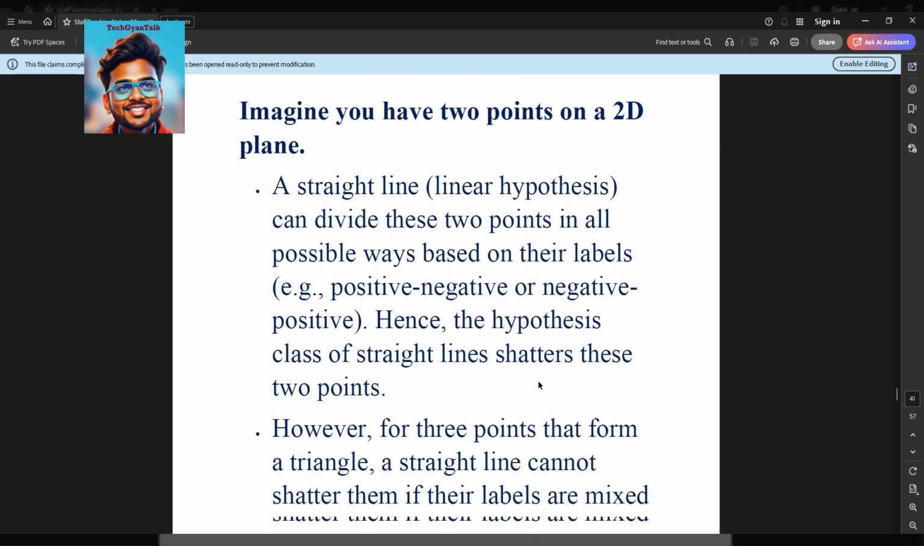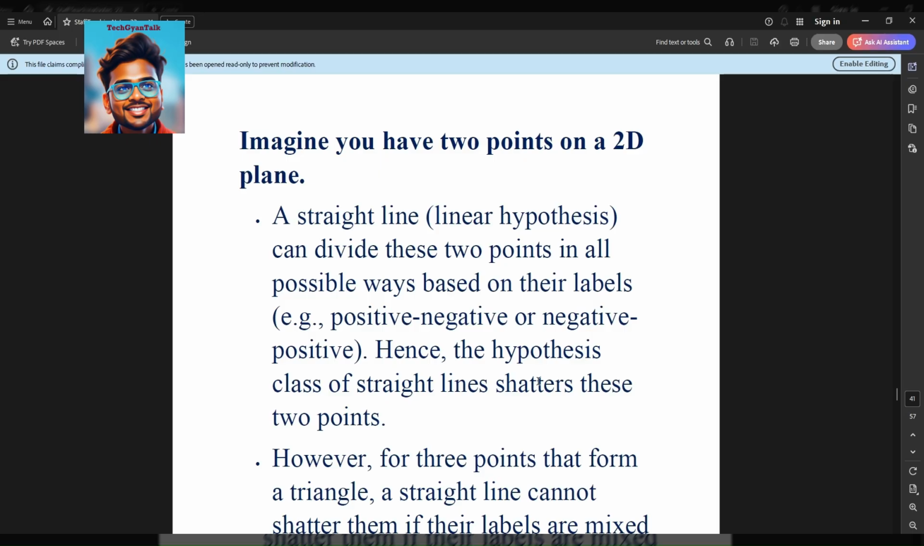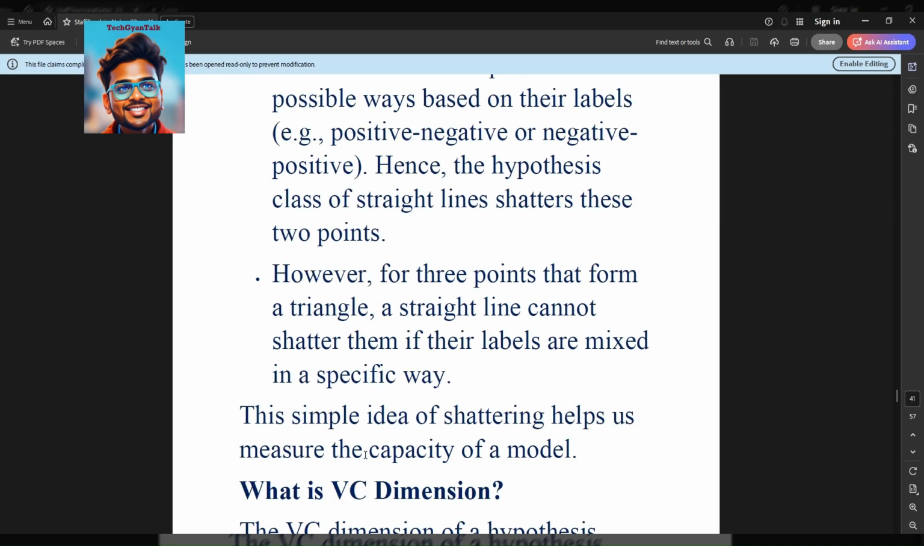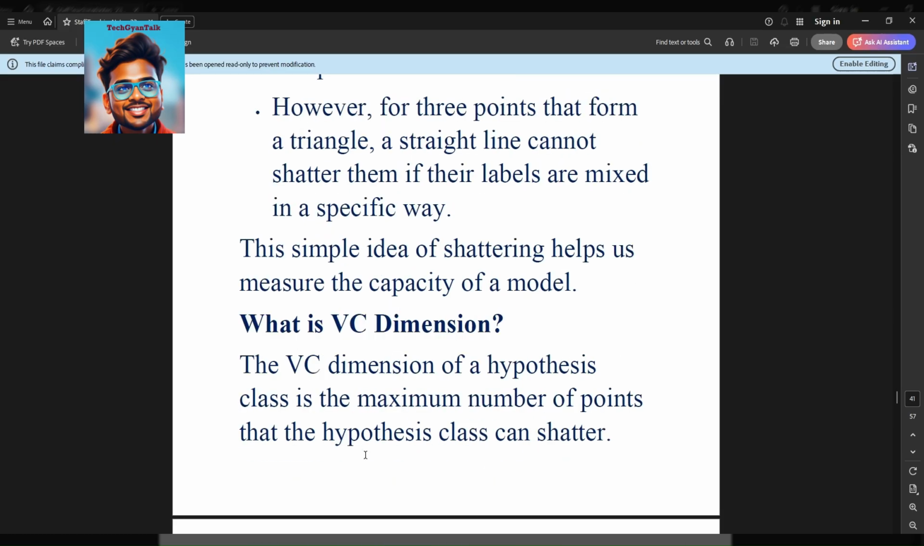Example of shattering: imagine you have 2 points on a 2D plane. A straight line, a linear hypothesis, can divide these 2 points in all possible ways based on their labels, for example positive-negative or negative-positive. Hence the hypothesis class of straight lines shatters these 2 points. However, for 3 points that form a triangle, a straight line cannot shatter them if their labels are mixed in a specific way. This simple idea of shattering helps us measure the capacity of a model.